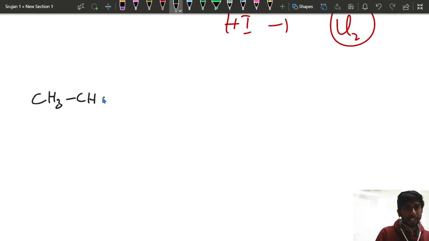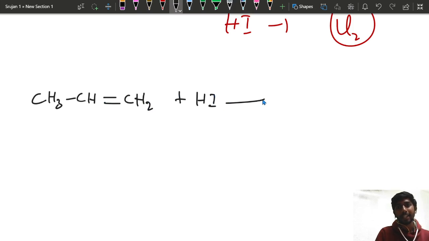CH3 CH2 double bond CH2, when this reacts with the hydrogen iodide, you get two products.